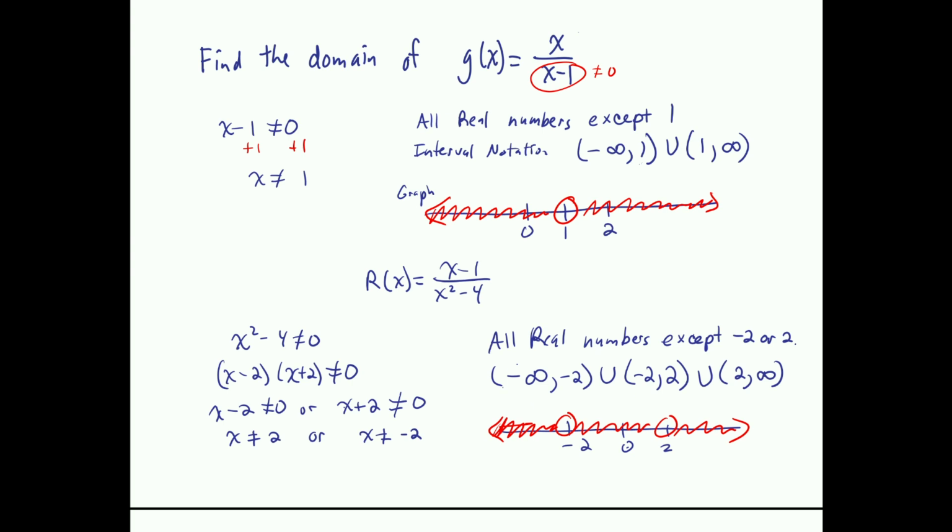Interval notation, negative infinity to negative 2 with parentheses, union parentheses negative 2 to 2, close parentheses, union with 2 to infinity. So that's telling you all real numbers, but you're leaving out the negative 2 and the 2. And then the graph, you draw the number line. At negative 2 and 2, you'd have open circles, and then you'd shade everywhere but those values.